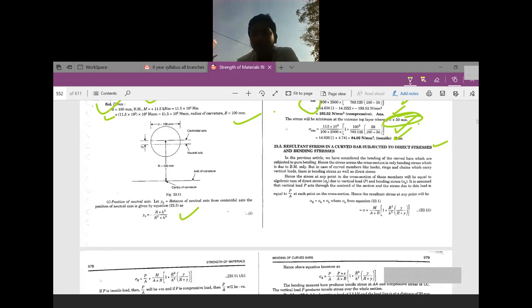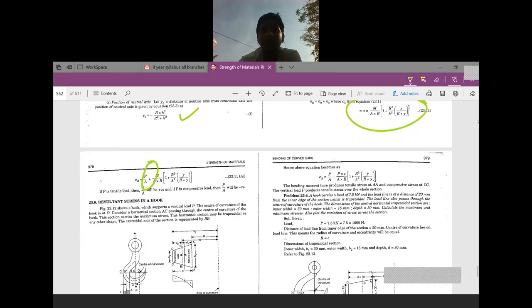Here you are considering the load as a direct stress, P by A. You know that this is the bending stress due to the curved bar, and here you have a direct stress, that is P by A. Just add them: sigma R, the resultant stress, is equal to direct stress plus bending stress. Already you have derived the bending stress, that is nothing but the Winkler-Bach formula. This is the formula for the resultant stress. Understand? This is the formula for resultant stress.